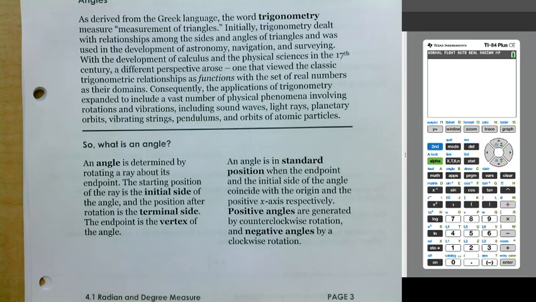The starting position of the ray is called the initial side, and the position after a rotation is called the terminal side. And the endpoint is the vertex of the angle. So we should know all of these terms. You want to get comfortable with all those terms.